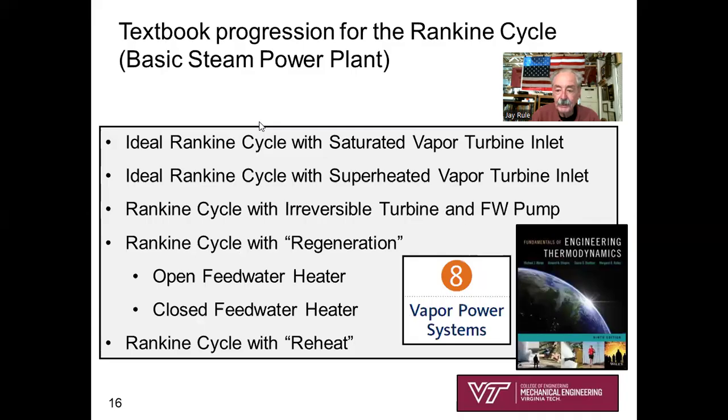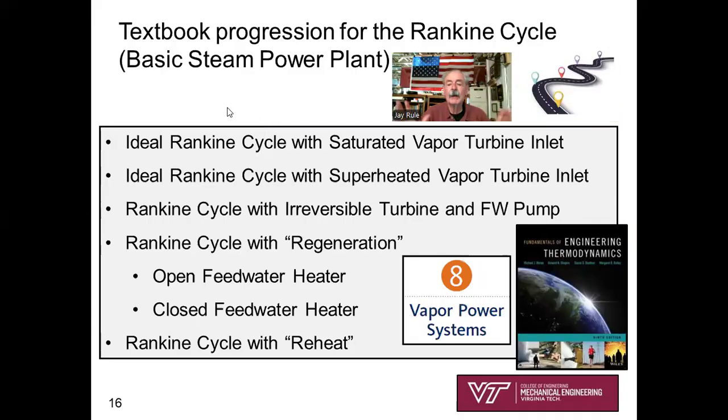And so now it's time for a little bit of a roadmap of what's coming up in Chapter 8. We're going to start out with the most basic Rankine cycle, which has saturated vapor at the turbine inlet. When I'm teaching the class, I don't spend much time on this very basic ideal cycle because it's very unusual in the real world to go into a turbine with saturated vapor. So in my class, I skip very quickly to the ideal Rankine cycle with superheated vapor going into the turbine.